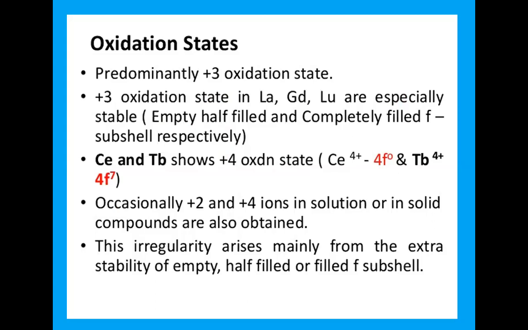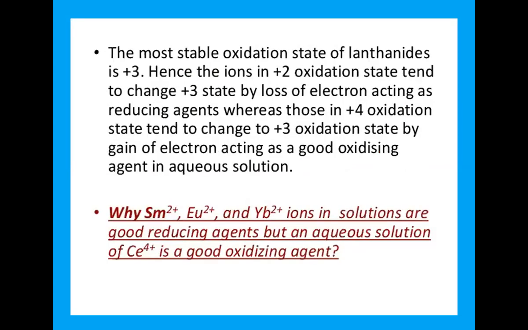The +3 oxidation state is more stable, being empty, half-filled, or completely filled. But in addition to that, cerium and terbium both show the +4 oxidation state because of reaching 4f0 and 4f7 stability. Occasionally, +2 and +4 ions are also present in solution, and this irregularity arises from their empty, half-filled, or completely filled configurations.